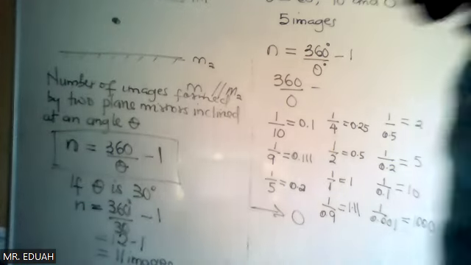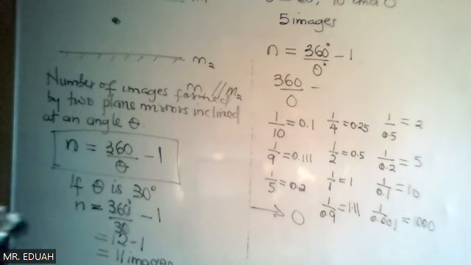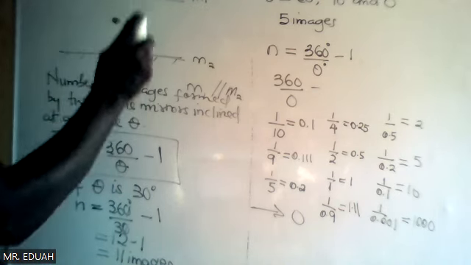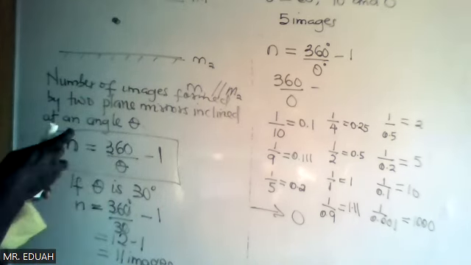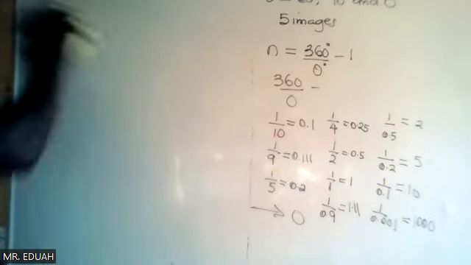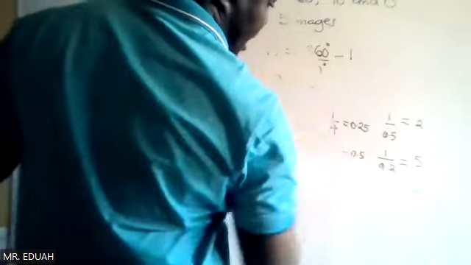All right. Now let's briefly look at the rules for formation of images in plane mirrors. We'll look at plane mirrors and then curved mirrors. Formation of images in plane mirrors. Please, the formula applies to only two mirrors inclined at an angle theta. Only two mirrors. Not three, not four.